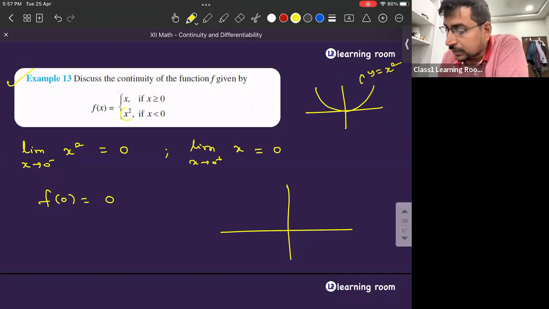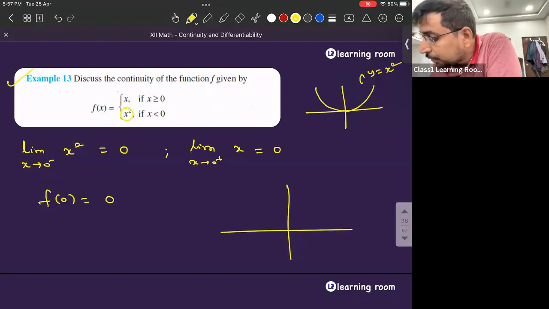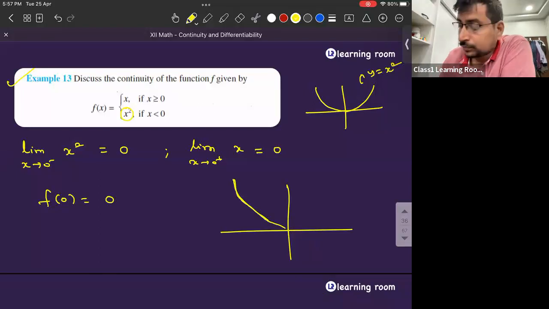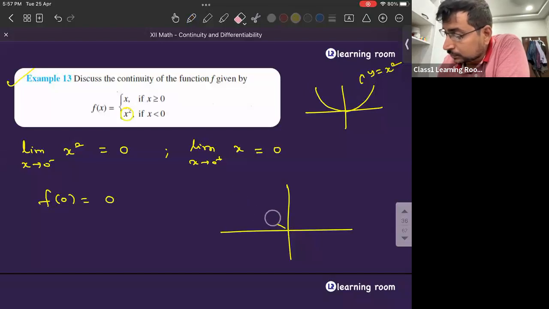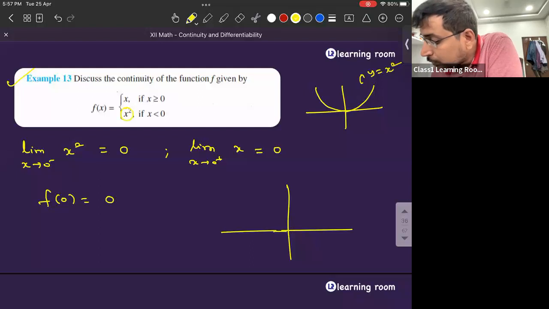See, that is how it is given. x square is defined for x less than 0. So I need to take only the left side values, and I'll put it till here.